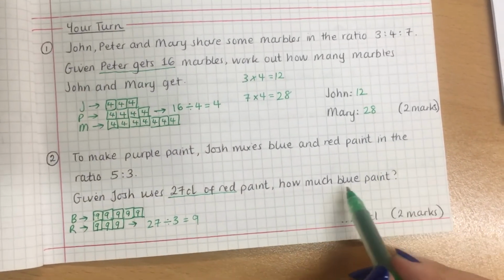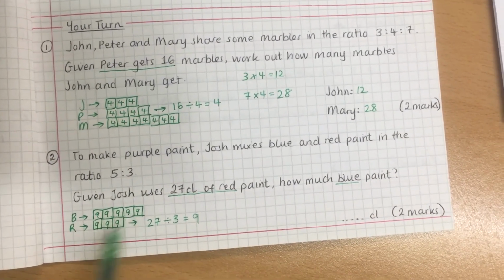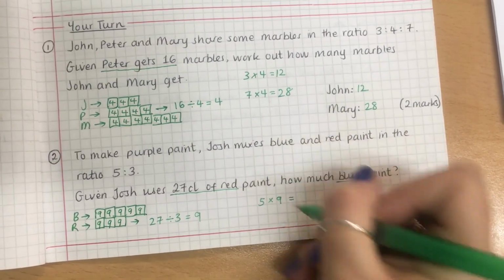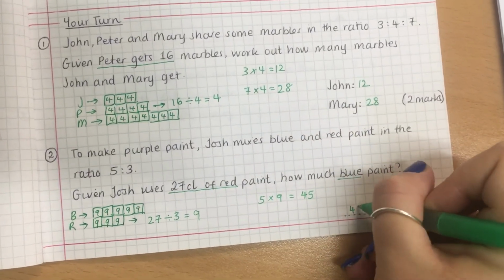So we're asked to find out how much blue paint he uses. There are 5 boxes of 9 centilitres of blue paint. So we're doing 5 times 9 is 45. And that is your final answer.